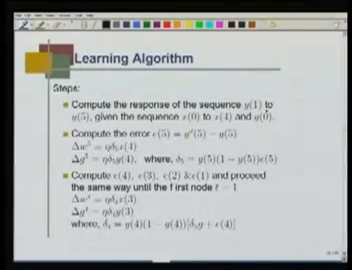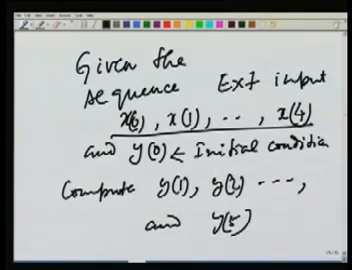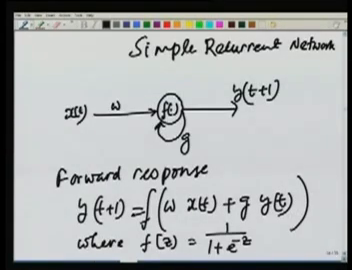So, for the network with t equal to 5, I just showed you t equal to 2. So, for t equal to 5, compute the response of this sequence y1 to y5 given the sequence x0 to x4 and y0. Okay. So, we are talking about the network that we have already talked about here.